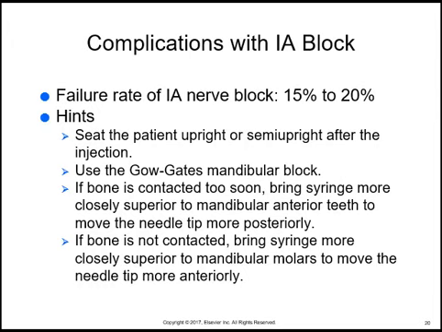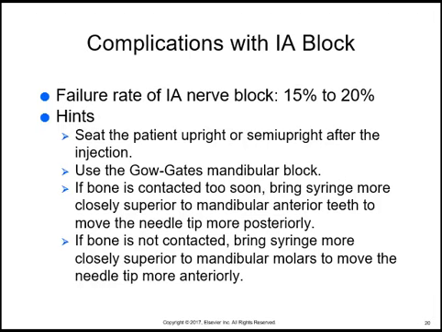If bone is contacted too soon, then that means that the needle tip is located too far anterior on the ramus. And the correction for that is made by withdrawing the needle partially or completely and bringing the syringe more closely superior to the mandibular anterior teeth, moving anteriorly across the dental arch by 1/2 of a tooth at a time. When it is newly directed, you want to then reinsert to correct the depth.